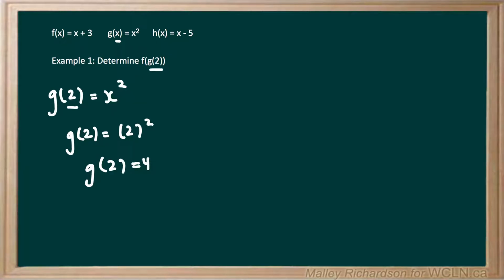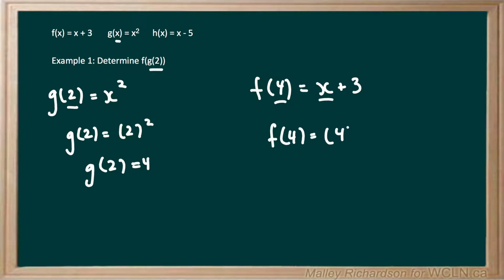So now that we've solved for our innermost function of g of 2, we can replace g of 2 with a 4. So now, instead of f of g of 2, we're left with f of 4. And we know that f of x is x plus 3, so we'll write f of 4 equals x plus 3. But now wherever we see an x, we want to replace it with the value of 4. So our f of 4 equals 4 plus 3. And 4 plus 3 gives us an answer of 7. So f of g of 2 gives us a value of 7.